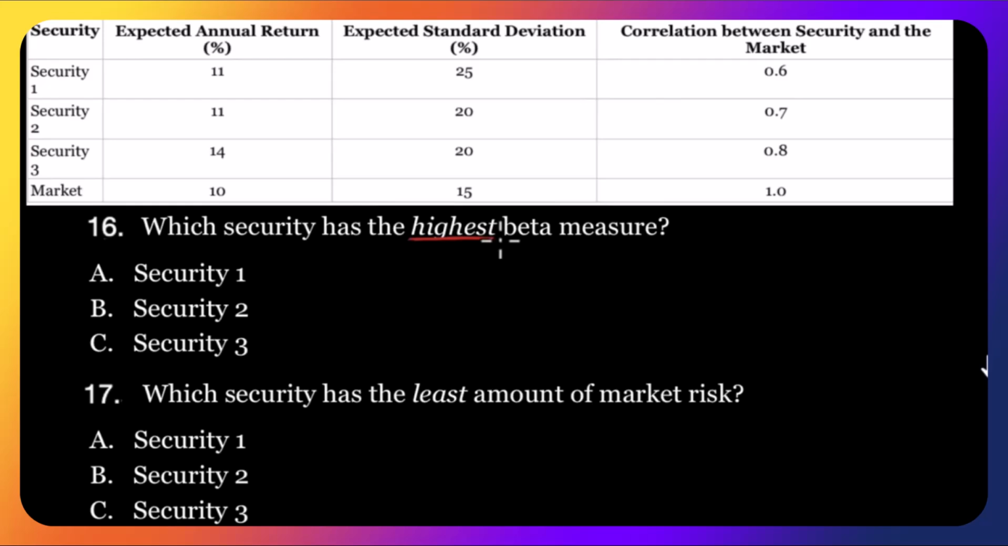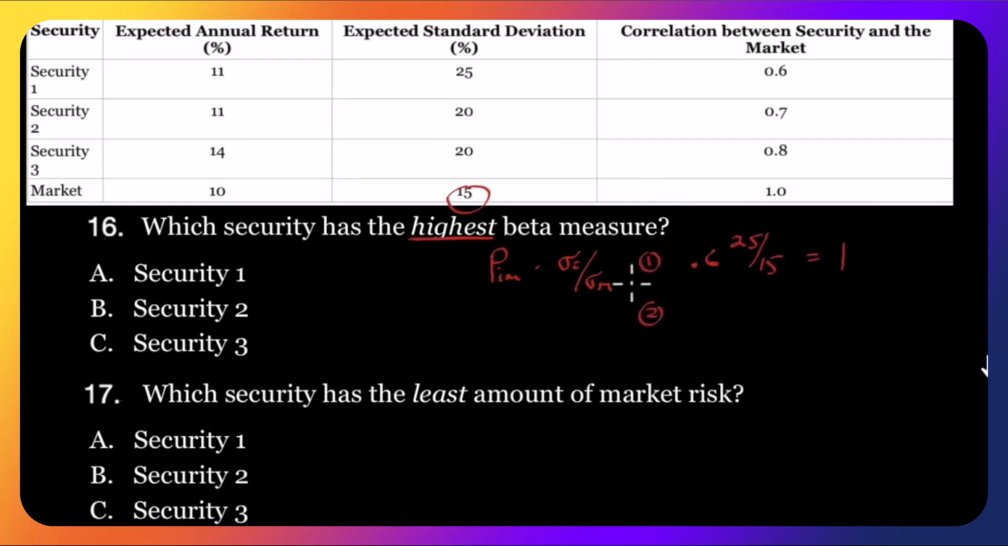Which security has the highest beta measure? The highest beta measure. So we have to calculate beta. Do you remember how we calculate beta? Remember, beta was the correlation between a particular security and the market multiplied by sigma 1 over sigma m. There we go. So what is our correlation here? It is 0.6 for security 1, and we have 25 over 15. 0.6 of 25 over 15. You'll get 1 on that one. And this is for asset 1.